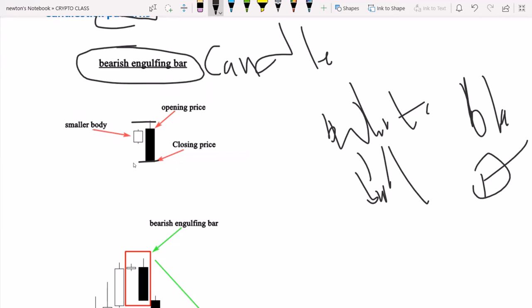Now, remember that in the trading world, we only have two contenders: the buyers against the sellers, or the sellers against the buyers. If the market is not buying, the market is selling. One of those two will always happen, which means it's always a battle between the buyers and the sellers.